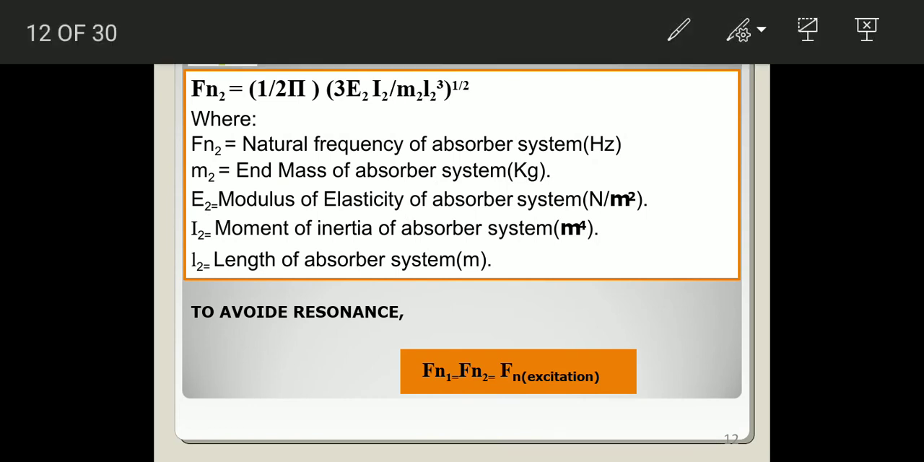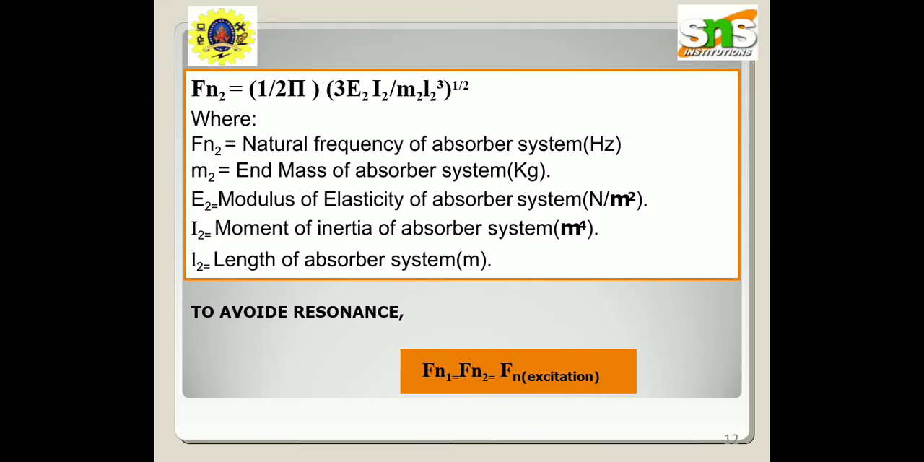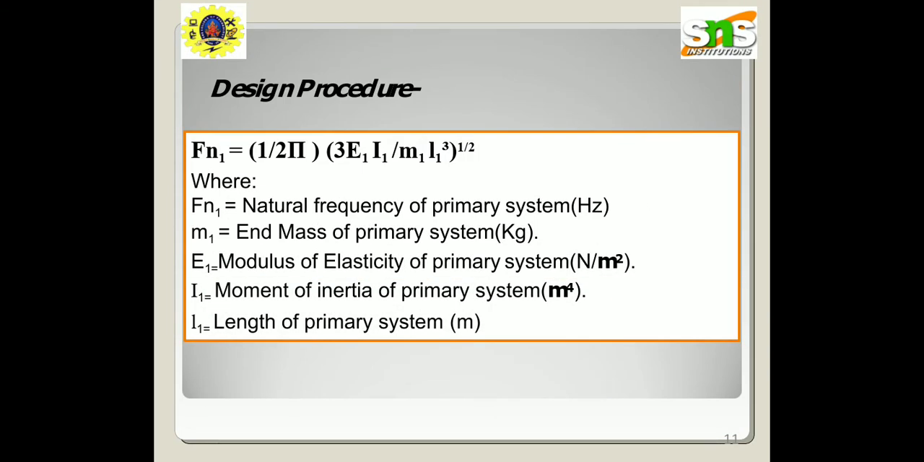This is the design procedure for a vibration absorber. Fn = (1/2π)√(3E1I1/(M1L1³)), where Fn is the natural frequency of the primary system, M1 is the end mass of the primary system, E1 is the modulus of elasticity of the primary system, I1 is the moment of inertia, and L1 is the length of the primary section.